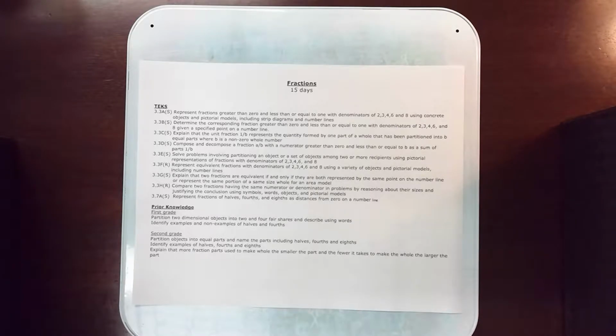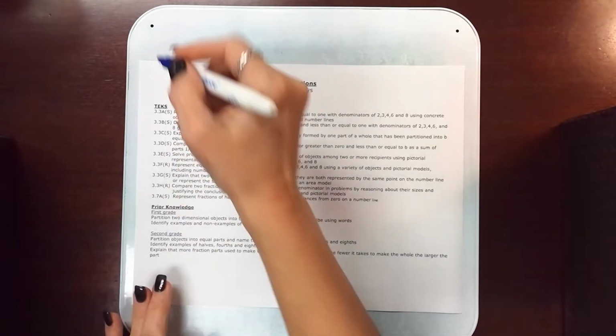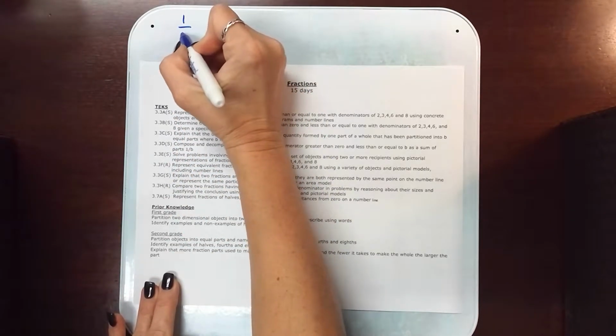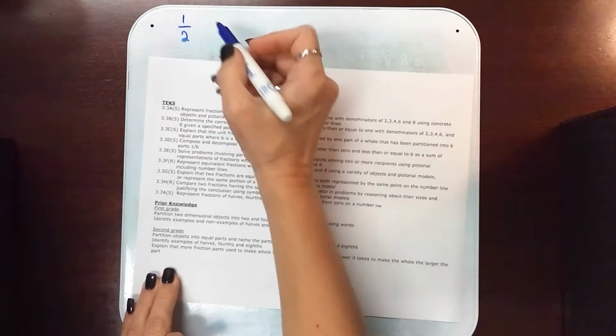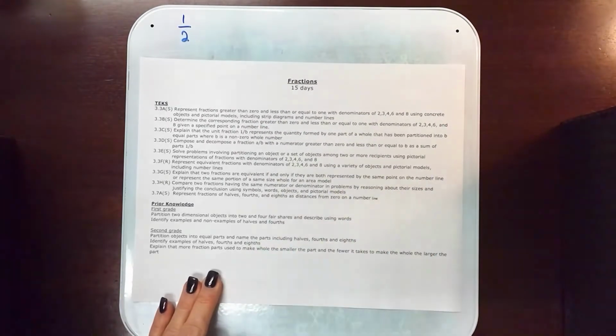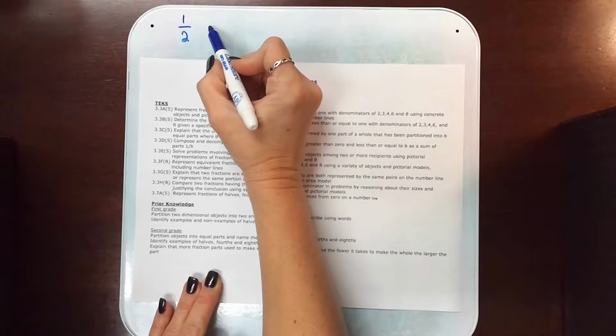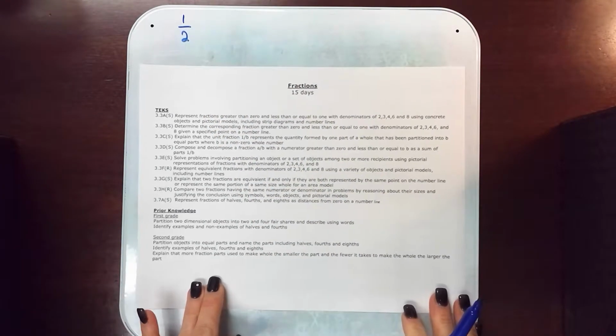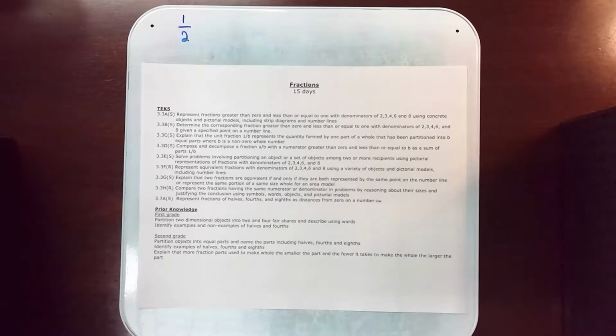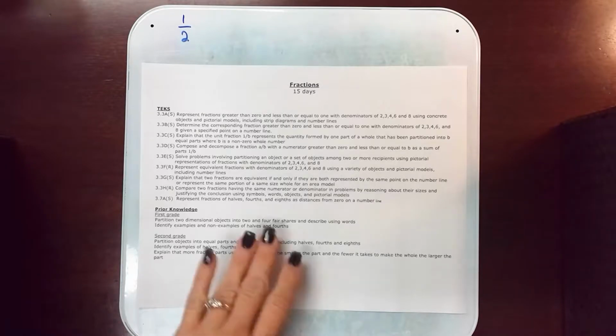What's important to note is that students do have prior knowledge of fractions from first and second grade, but at no point in first and second grade did they have to know how to write a fraction in the fraction notation or the symbolic way. So some teachers in second grade did teach them how to write a fraction symbolically like this, but some did not. So it's important to know that your third graders may come to you not knowing anything about the numerator and the denominator.